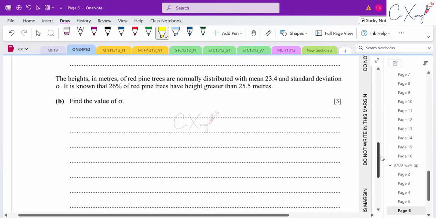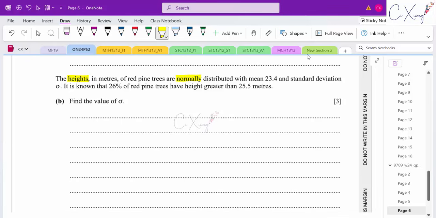Okay, so for part B, they are still talking about the heights, but it is now the red pine trees, which are still normally distributed. You know the mean, but we don't know the standard deviation. So for this one, I will put the variable as Y, which is still the height of the pine tree, but it is the red pine tree. So it is still normally distributed. Mean is 23.4. And then the standard deviation we don't know, so you just put it as sigma squared, because the second parameter here must be a variance.